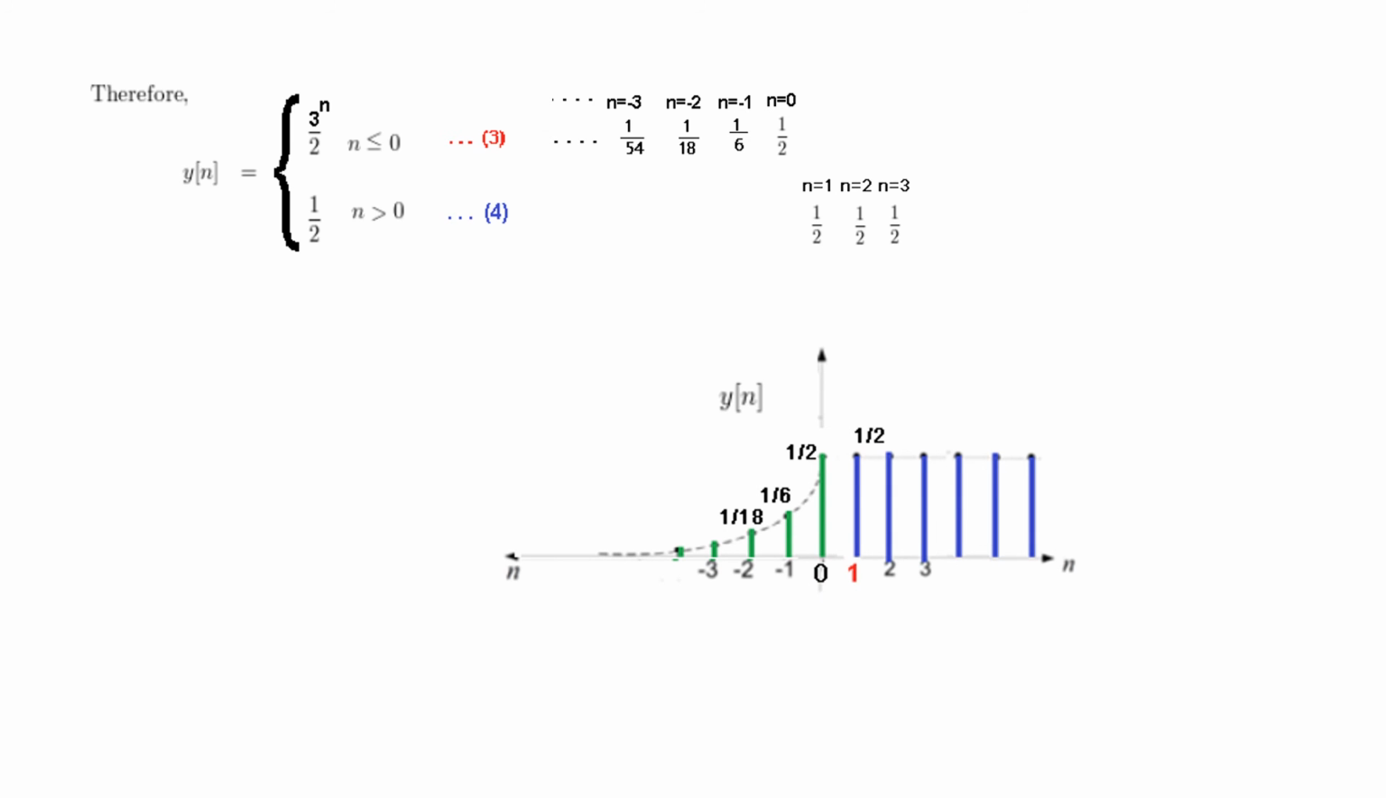You can see from n=0, this point, it is half, and then it is gradually going down, and the other one is remaining constant at half. So this is the final plot of y[n]. So I hope this gives you an understanding of how you can solve this type of problem if you follow these steps. Thank you.